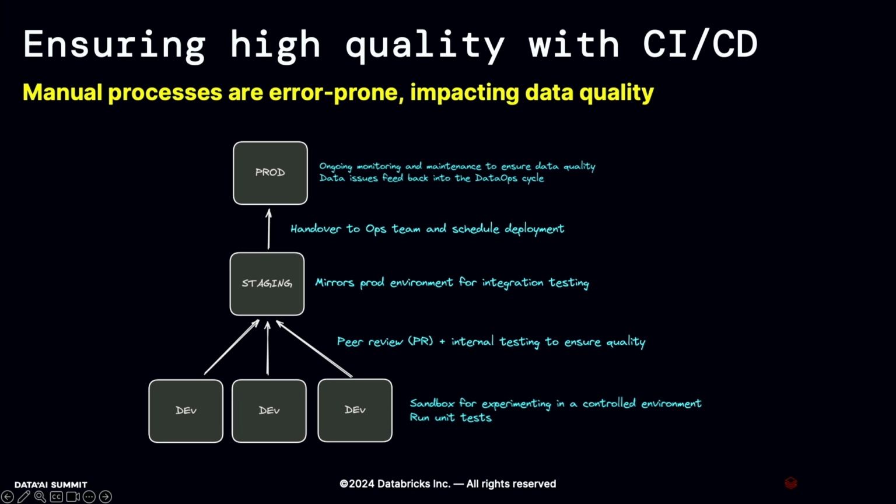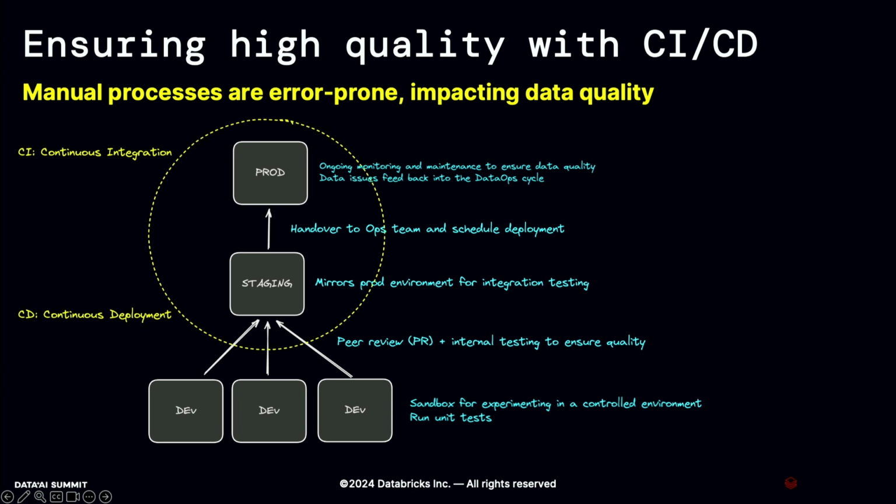Production environment, that's the highest level. That's where, for example, you have your gold tables where the analysts are going to be able to query dashboards in a live manner, where your machine learning models are going to do predictions in real time. So you want to make sure that everything runs smoothly. And secondly, even after it reaches this point, you want to make sure that you have ongoing monitoring to ensure that the data quality stays high. And any data issue needs to be fed back into the DataOps lifecycle.